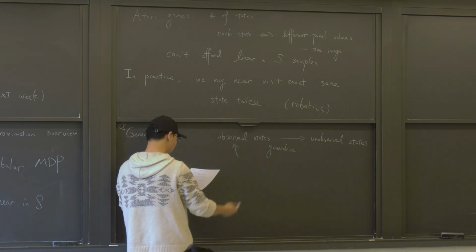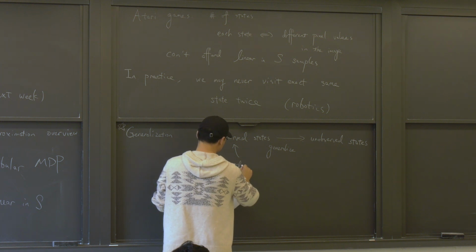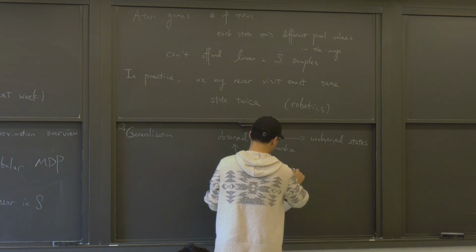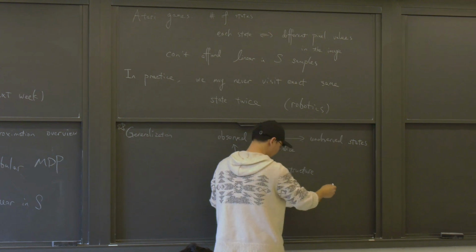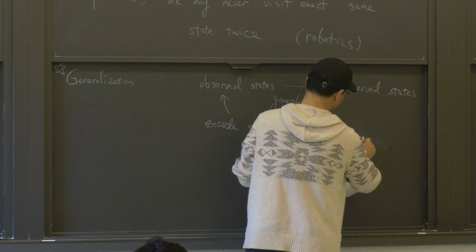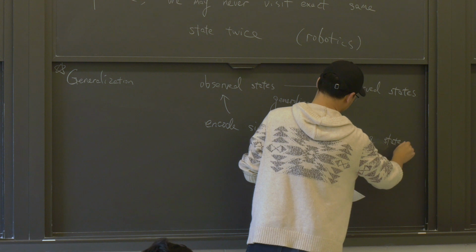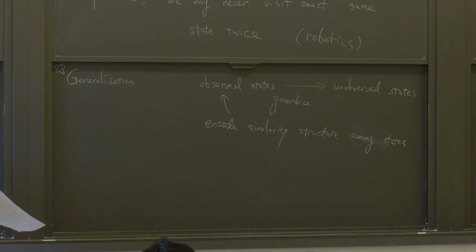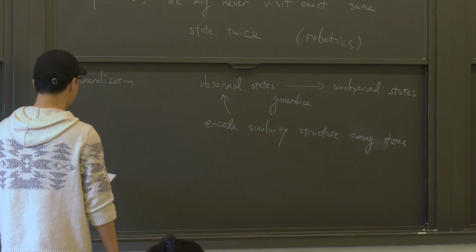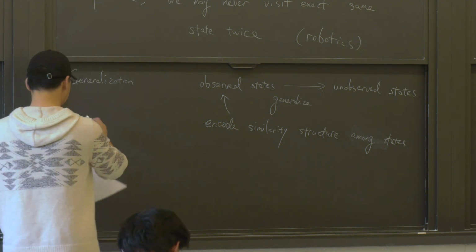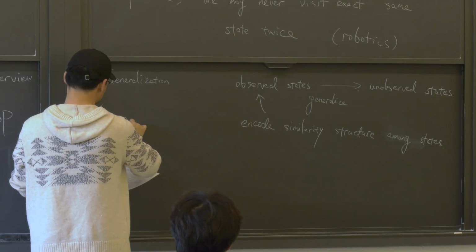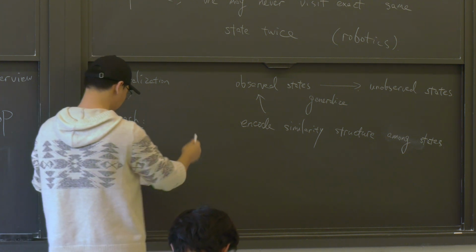So the key to this generalization is we need to encode similarity structure between states, or among states. Once we have some prior knowledge about similarity, we can generalize from observed states to unobserved ones. This leads to the main approach for how we're going to handle this large state space scenario. The approach is called function approximation.